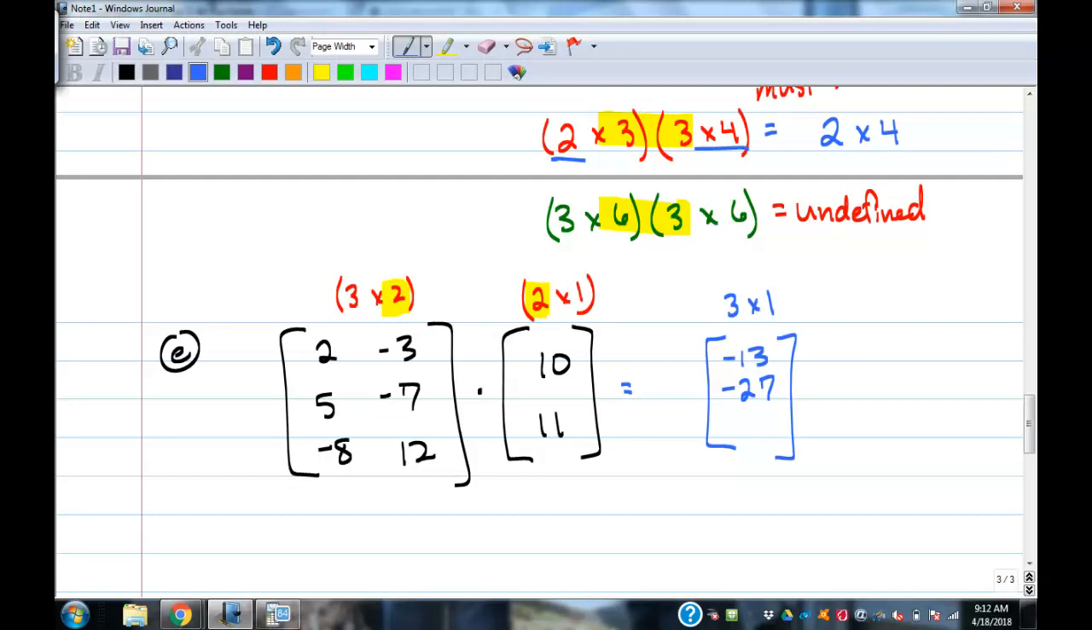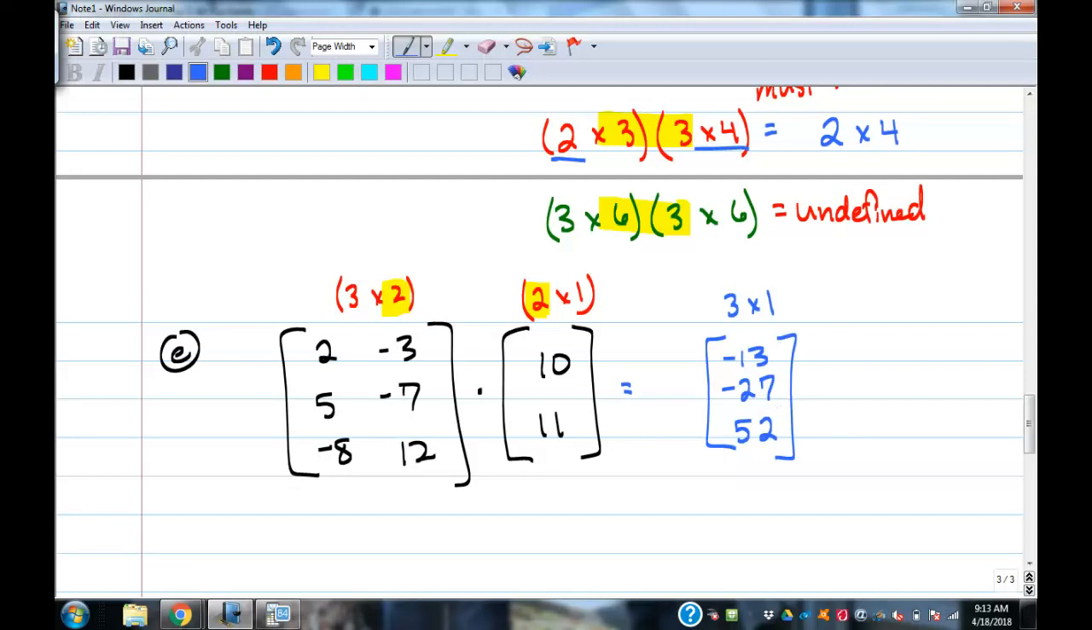And then you take this row times that column. Negative 8 times 10 is negative 80. 12 times 11 is how much? 132. And 132 minus 80 is 52. And you can do it that way.